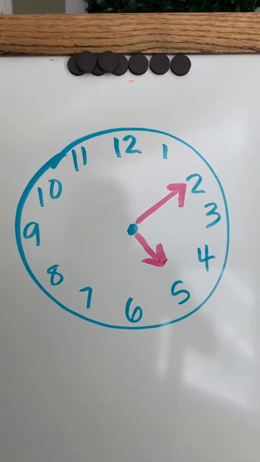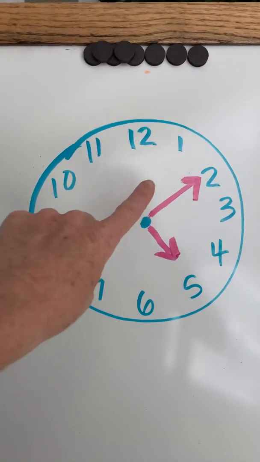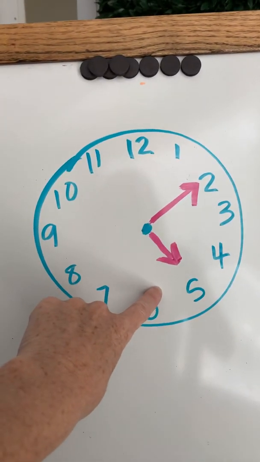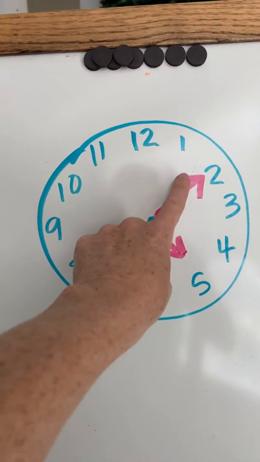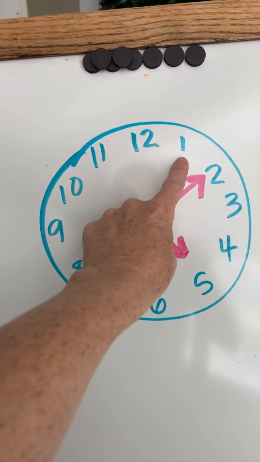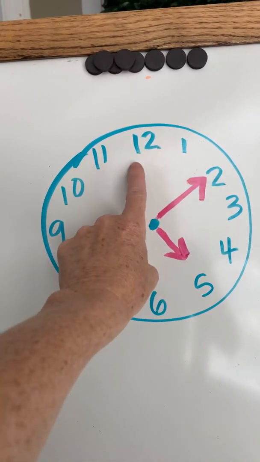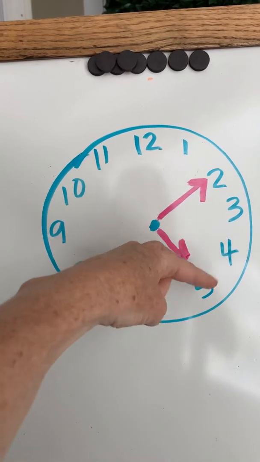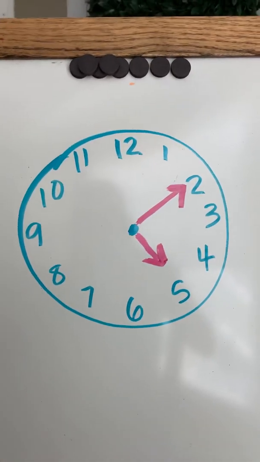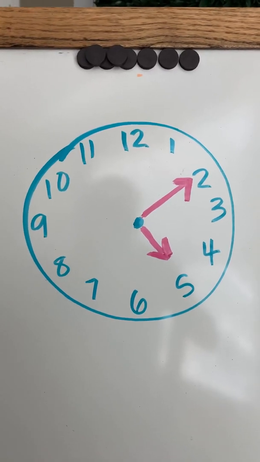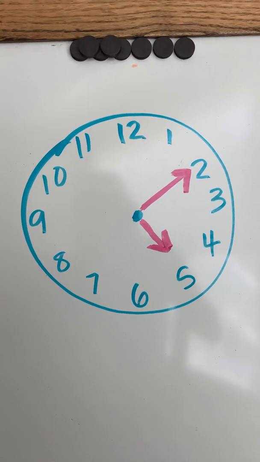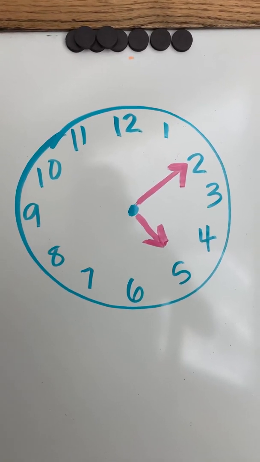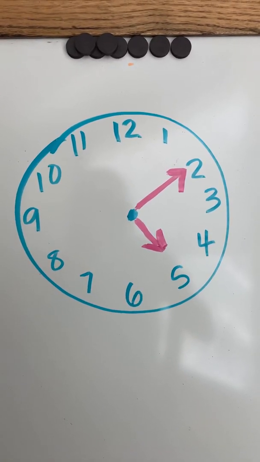By looking at the clock, is it closer to 5 o'clock or is it closer to 5:30? We should say it's closer to 5 o'clock because there's only one number in between the 2 and the 12, and there are 3 numbers in between the 2 and the 6. So by looking at this clock, we would say that it is closer to 5 o'clock, because our minute hand is closer to the 12 than it is to the 6.